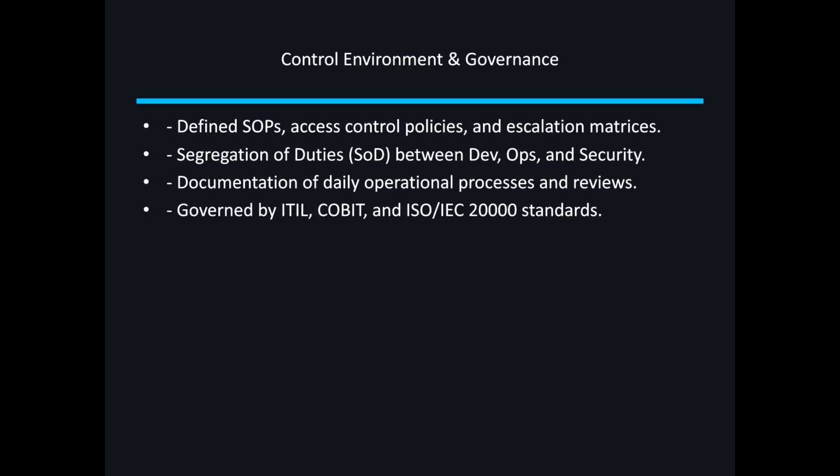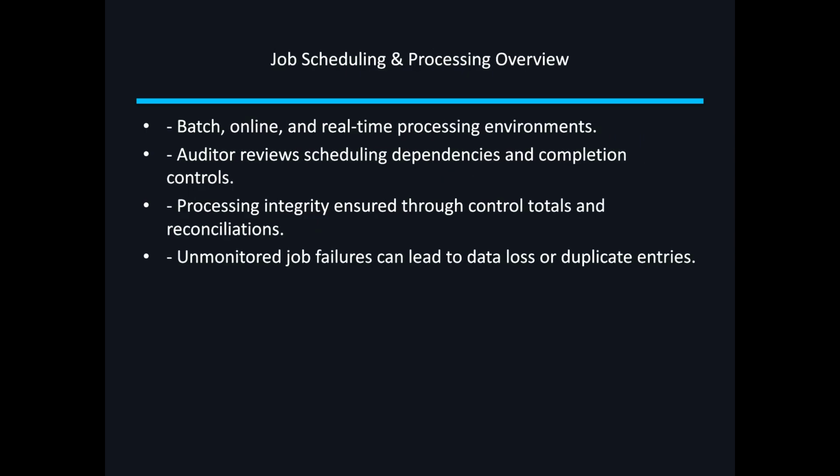Moving on to our next topic, job scheduling and data processing controls. At the heart of IT operation lies data processing. It includes the execution of transactions, reports, and automated jobs that support business functions. Processing can occur in batch, online, or real time modes, depending on system architecture.